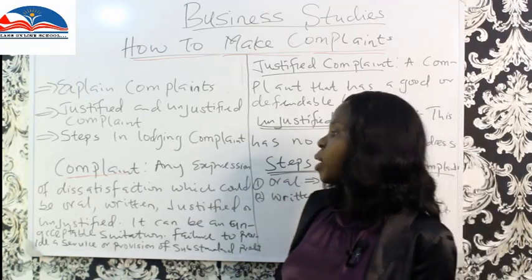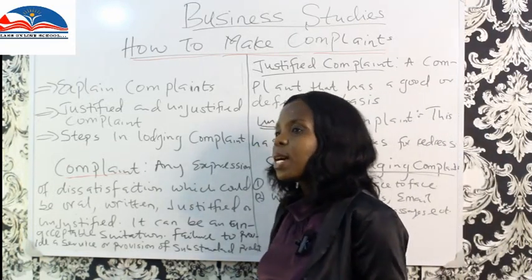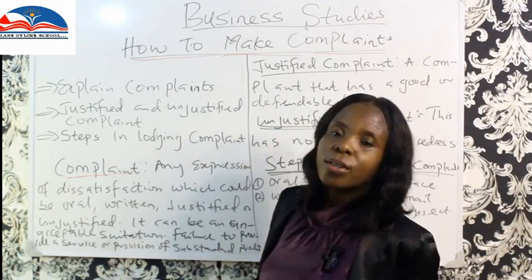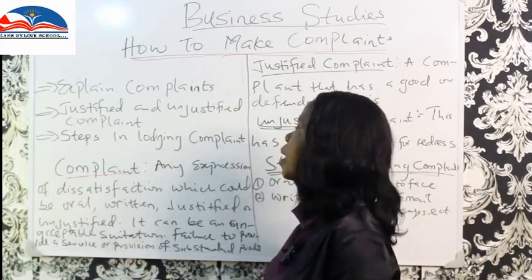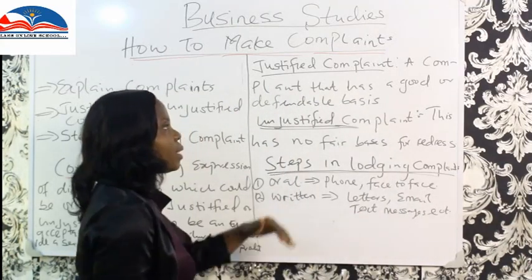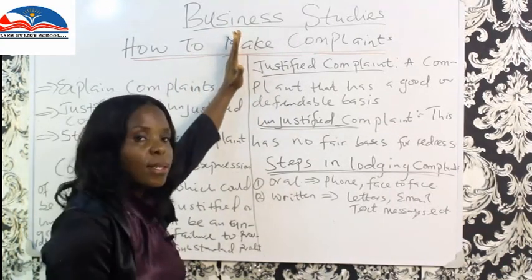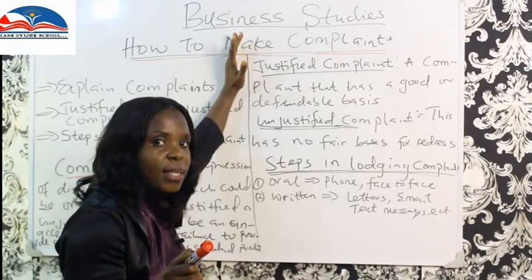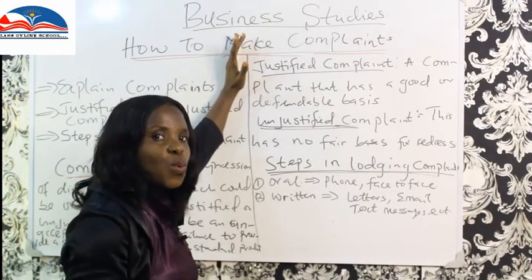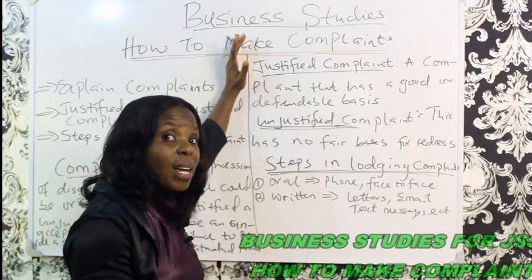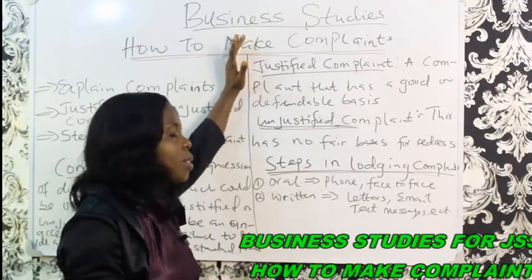Now, having seen what a complaint is, that it can be oral, written, justified and unjustified, what is a justified complaint and what is an unjustified complaint? Remember, this is business study for JSS3 class. We are done with your JSS1 class, JSS2 class. Follow along, you will understand, and go watch the video on redress.